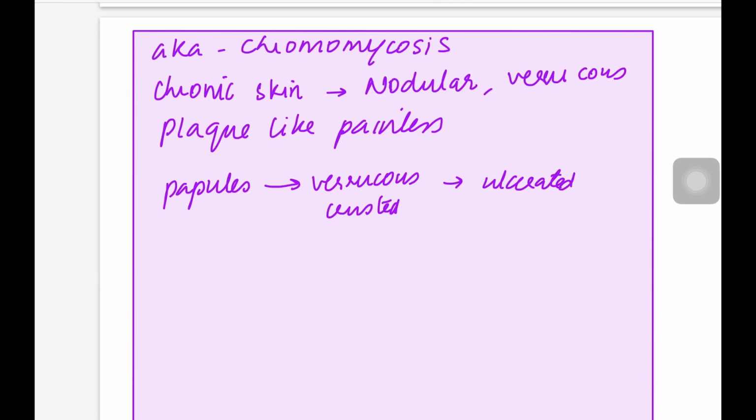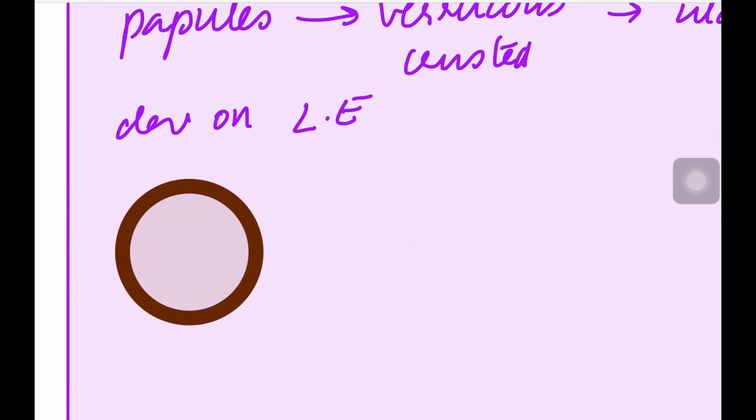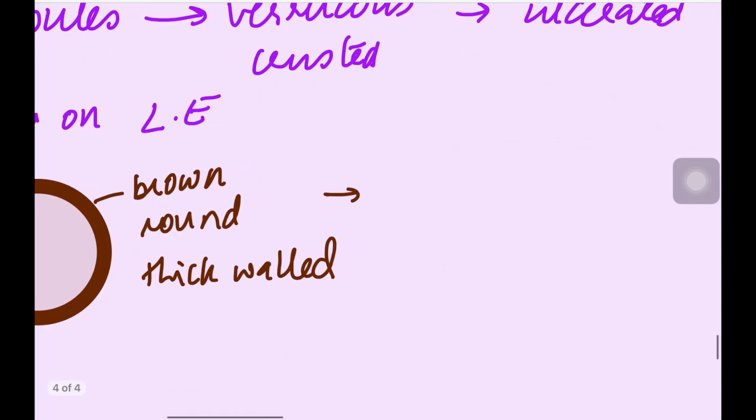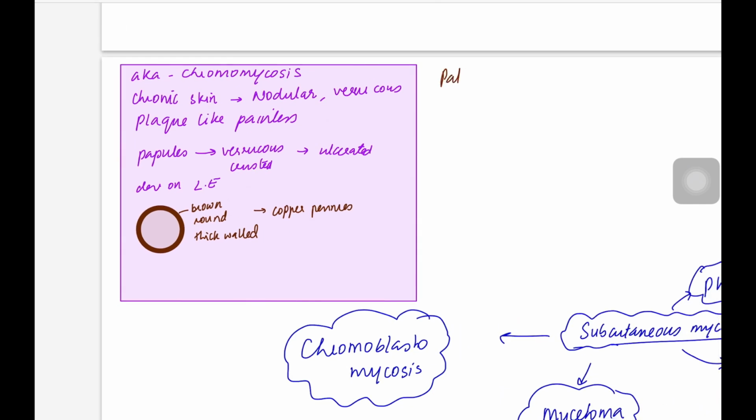These lesions predominantly develop on the lower extremities, and they grow over months to years. They can be caused by several species of fungi that live as saprophytes in the soil. The fungi are brown, round, thick-walled, and measure 8 micrometers across, and they have been likened to copper pennies. This infection is most common in barefooted agricultural workers in the tropics.